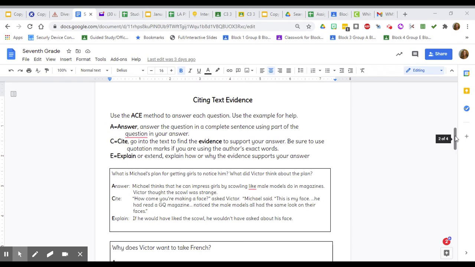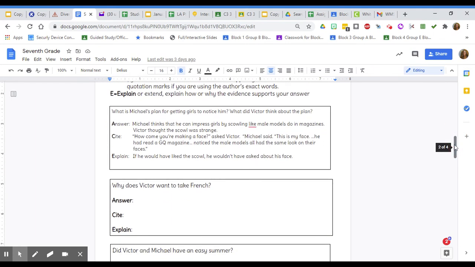So I didn't do a great job there in my explanation because when I'm using the pronouns he, we're not really sure who we're talking about. So I would fix that and say, if Victor would have liked the scowl, he wouldn't have asked about Michael's face when he said, "What's wrong with your face?" Or "How come you're making that face?"